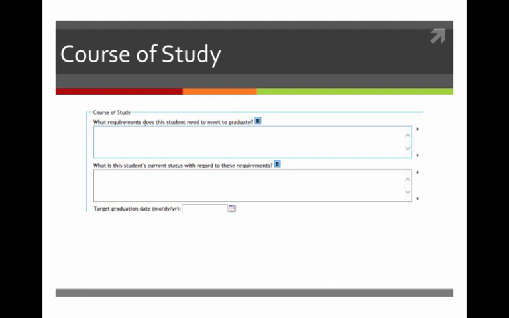Target graduation date. Document the anticipated month and year of graduation. This date represents the IEP team's best guess at the time the IEP is being written and may be changed if necessary in the future.